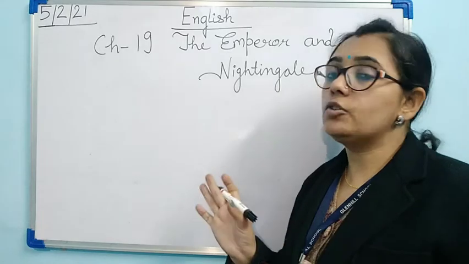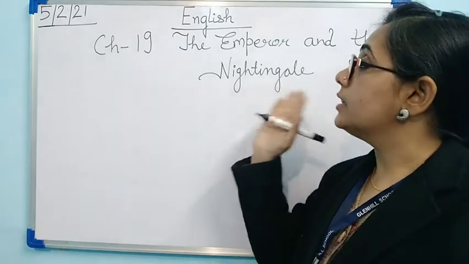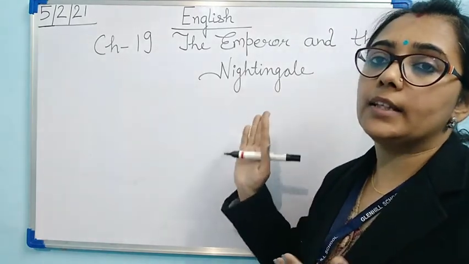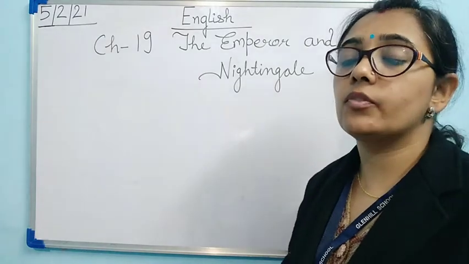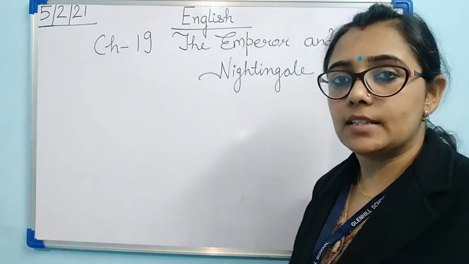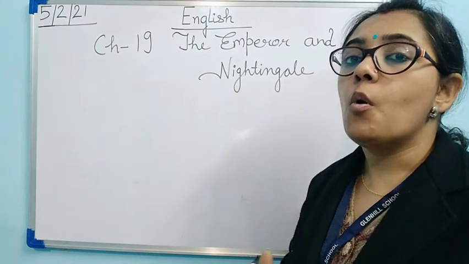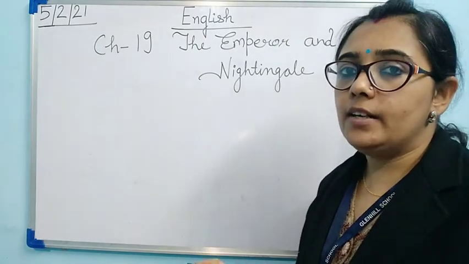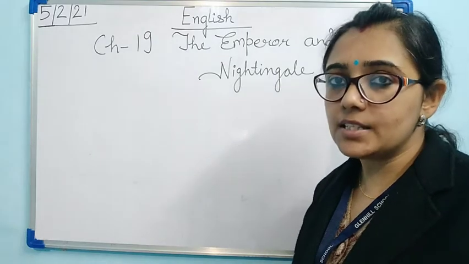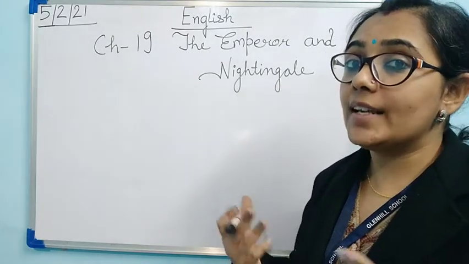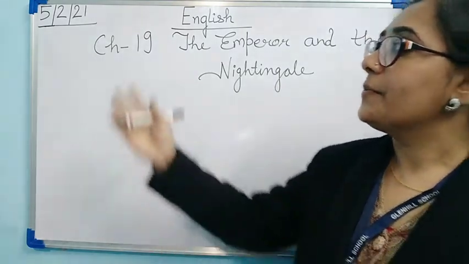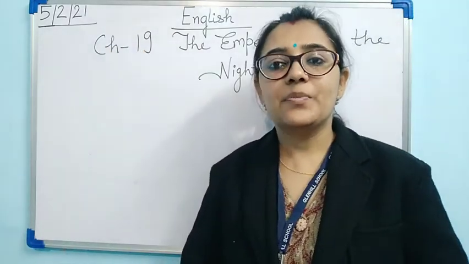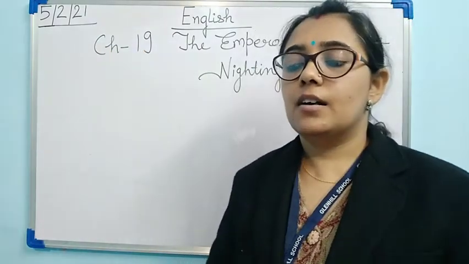So let's begin today's class with the lesson the Emperor and the Nightingale. First of all, in this class we are going to read the lesson. Then I will explain to you what the story is all about. The one thing which I have missed is today's date. Today's date is 5th February. So let's begin the book reading.